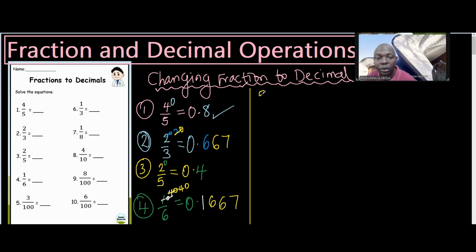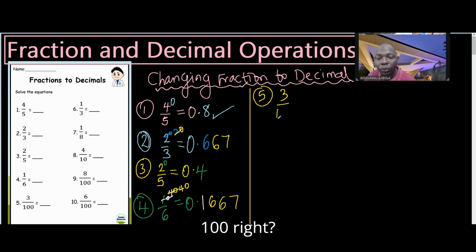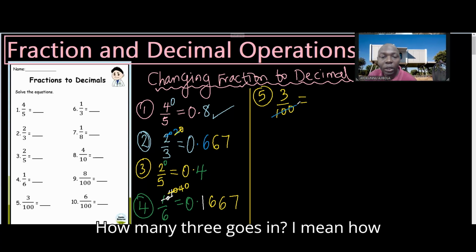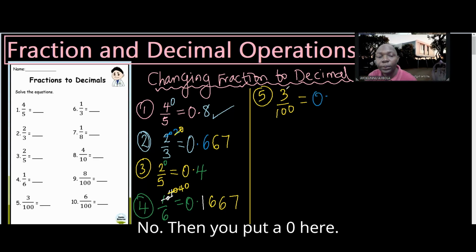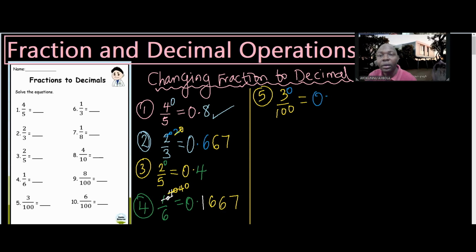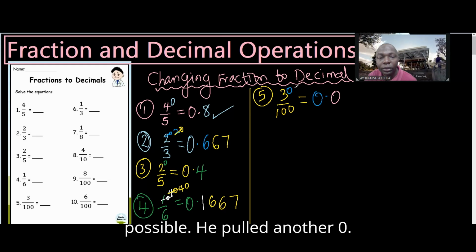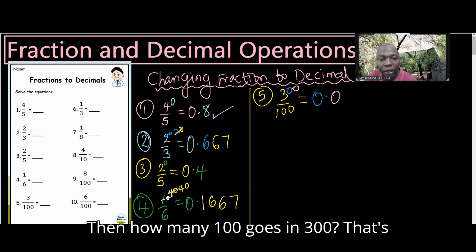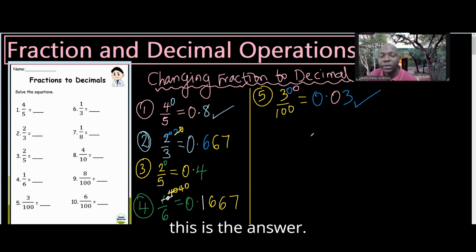Yes. Okay. Number 5, we have 3 over 100, right? How many 100 goes in 3? Is it possible? No. Then you put a 0 here. How many 100 goes in 30? Not possible. You put another 0. Then how many 100 goes in 300? That's 3. It doesn't remain anything. So this is the answer.